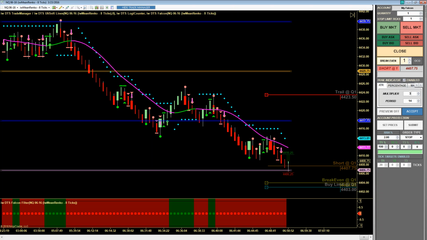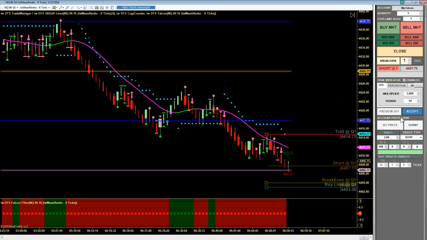So I'm going to dial that back a little bit. And you can see what happens when I click my accept button. It takes my stop from where I had it, and it's now going to manage this trade according to the stop strategy. So that means I really don't have to pay attention to this anymore. If this is where I want it, that's how I want my stop strategy to run, then I don't need to worry about it anymore.